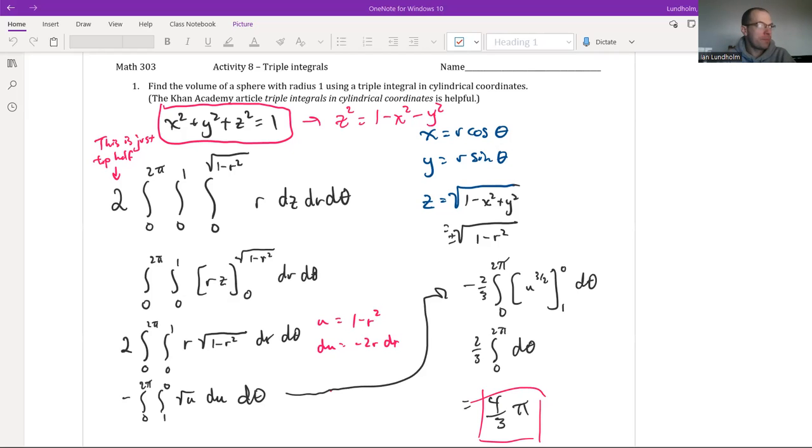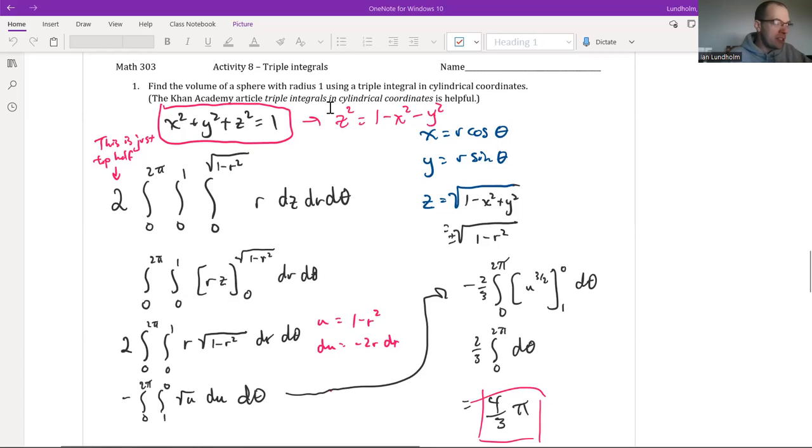Okay, first problem is find the volume of a sphere with radius 1 using a triple integral and cylindrical coordinates. So, first off, we have our sphere with radius 1 here, x squared plus y squared plus z squared equals 1. No big deal. And if we're changing this into cylindrical coordinates, it means that we're using polar coordinates in the xy plane and dz for the z component.